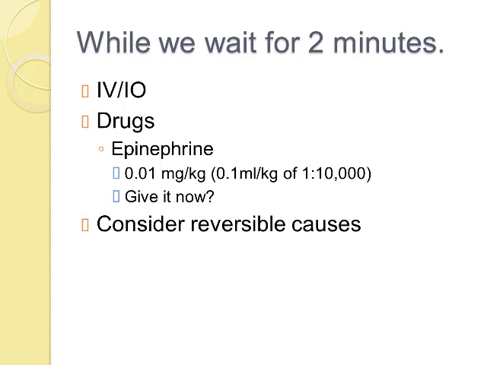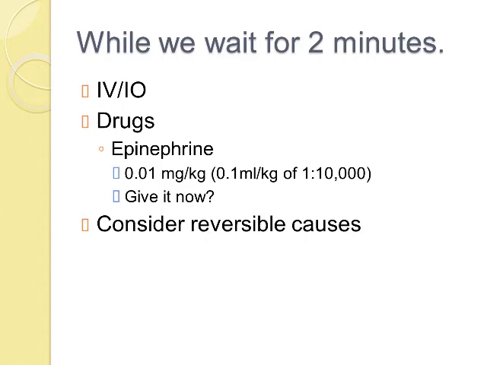And considering reversible causes is normally something we reserve for PEA. But this is a young person. This is VFib. I still want to consider maybe some causes I might be able to reverse, like hypoxia. I can take care of that. Hypothermia, I can fix that. Hypoglycemia, can fix that. Or hyperglycemia. Trauma, I don't have any reason to suspect trauma, but toxins, I need to consider that.